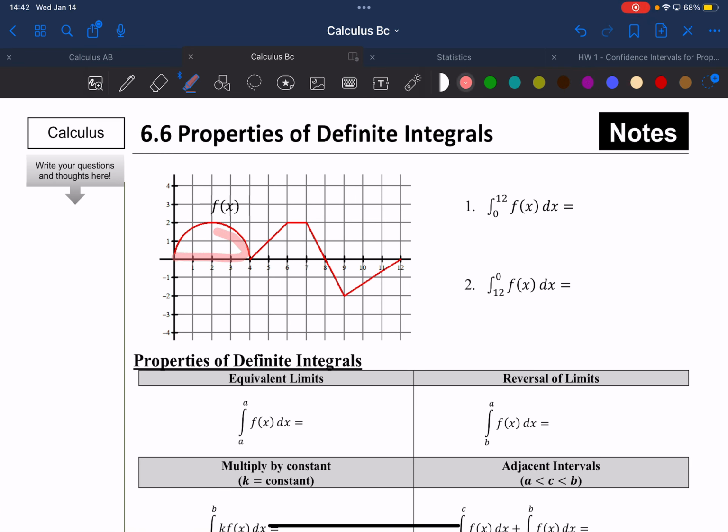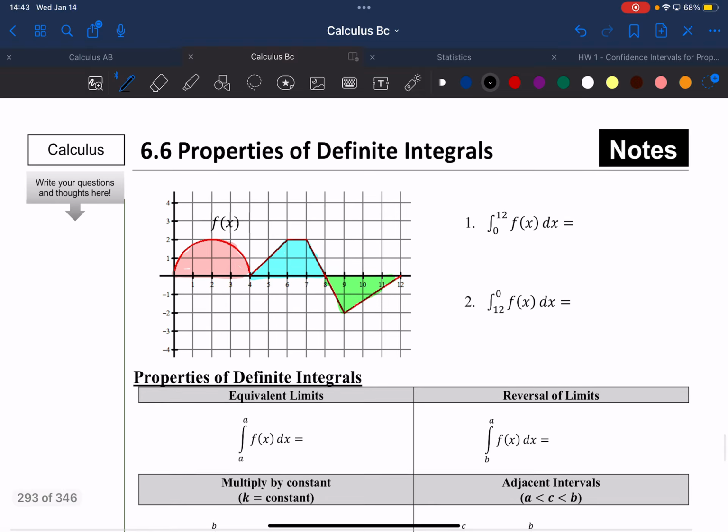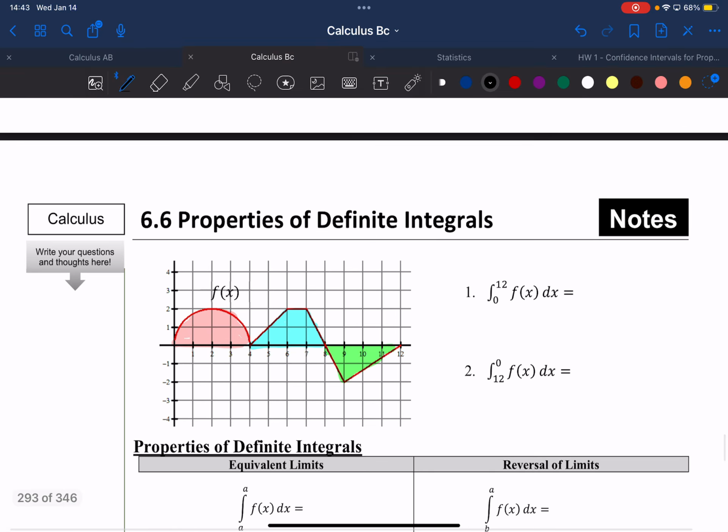So that's the area of a half circle, the area of a trapezoid, and then the area of a triangle. Okay. Now I'm going to use that space that's right above the title. You should have a decent amount of space there.